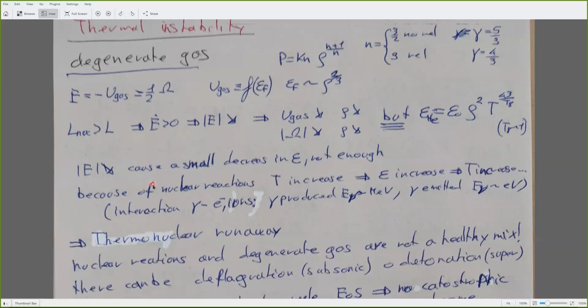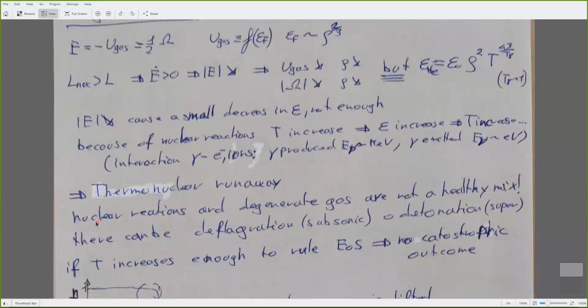Then start the nuclear reaction. From the point of view of stellar evolution, we have a further increase, and this is what is called a thermonuclear runaway. The star starts to produce more and more energy. In fact, the nuclear reaction, as I said, and the degenerate gas are not a healthy mix, because whenever the degenerate gas starts a nuclear reaction, it never goes really well.